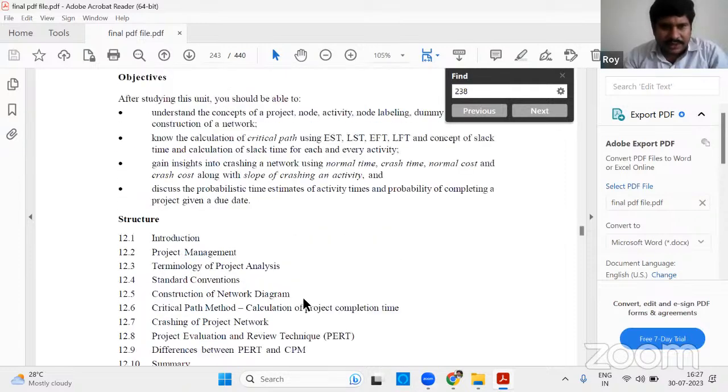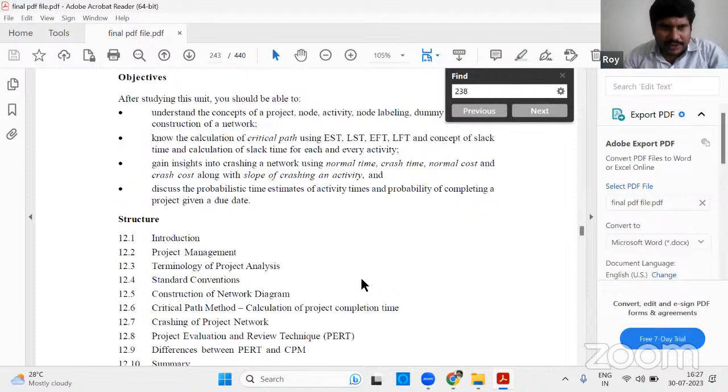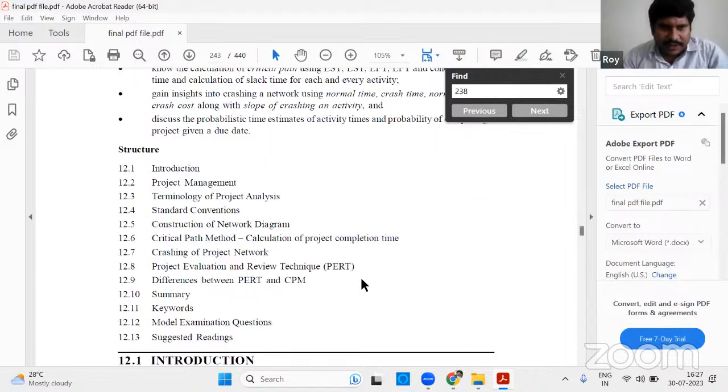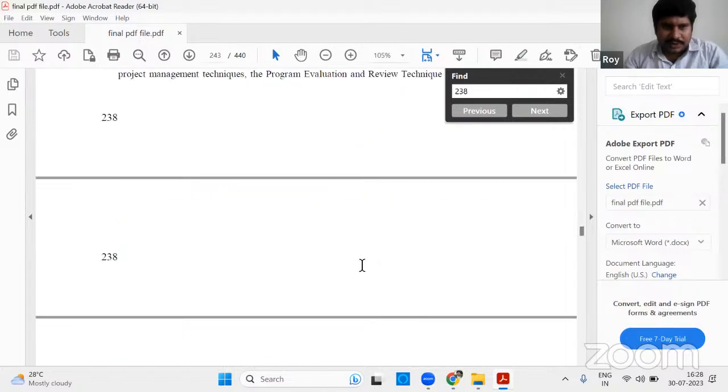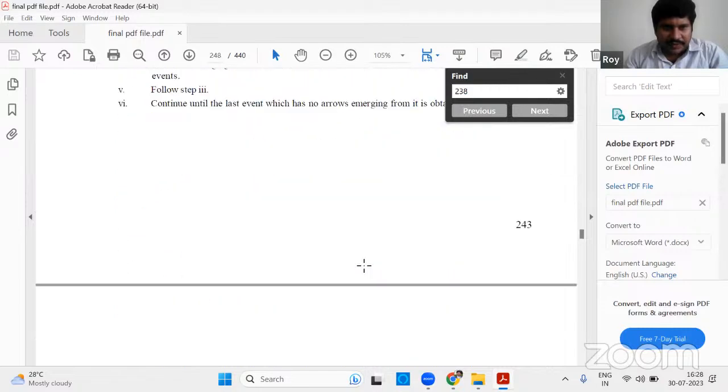Yeah, I said this week we'll discuss PERT CPM, right? In the next unit we have this. I'll just try to go through these problems: PERT CPM, construction of the network diagram, project completion time, and crashing of the project network. It's a big topic. At least you should have the basic idea of the critical path method, PERT and CPM. This is your 12th unit, and construction of the network diagram.